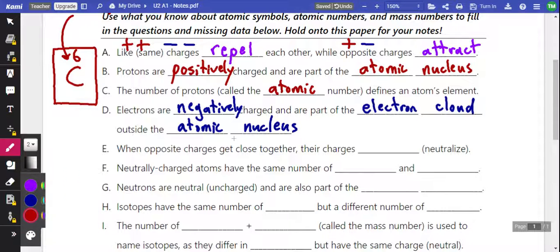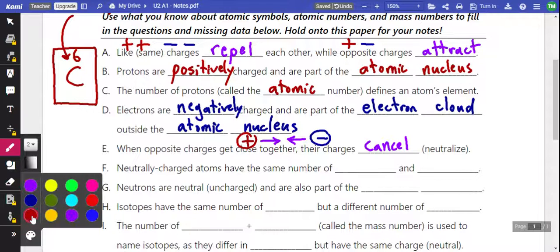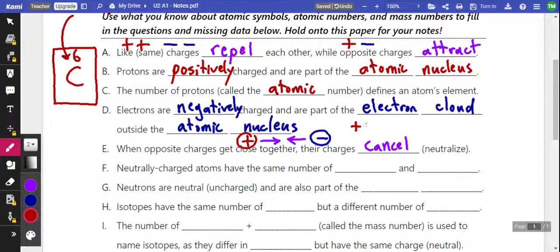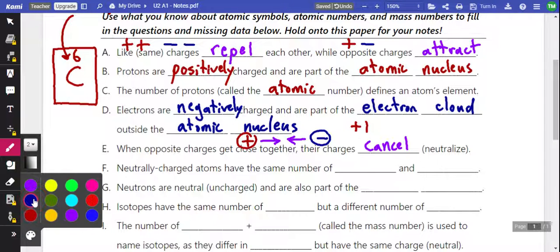So if I have a positively charged particle and a negatively charged particle, they feel an electric force that brings them together, that attracts them together. When they get close enough, like in the range of putting protons and electrons together in an atom, their charges effectively cancel or neutralize. You can kind of think of this like if I had a proton that had a positive 1 charge and an electron that had a negative 1 charge.